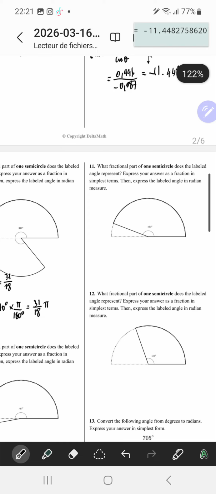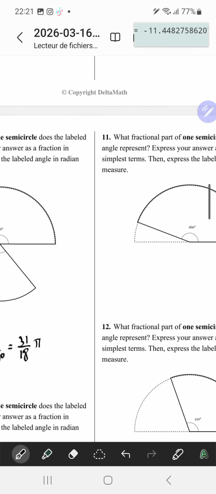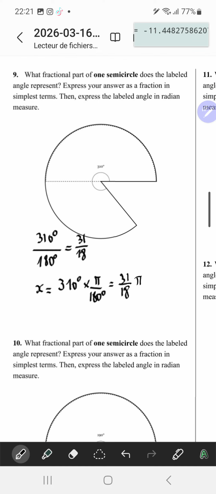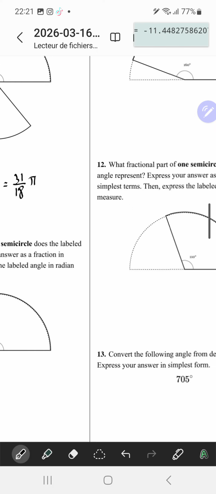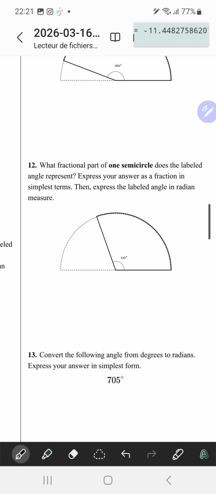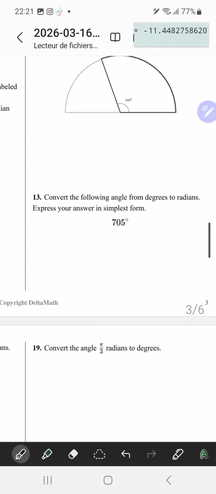What is the other exercise? So this is the same exercise as the 9, so I think you can do it. This is also the same, you can do it. This is also the same. So 13, convert the following in radian, express your answer in simplest form.